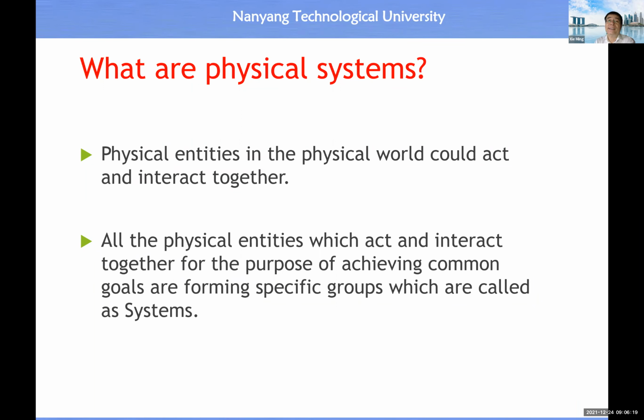So in this case, we will use the technical term, the physical entity, because the system consists of entities which can act and interact together for the achievement of a common goal. Therefore, inside the system there must be the presence of physical entities which can act and interact together. Then all the physical entities which act and interact together for the purpose of achieving a common goal, we call them a system.